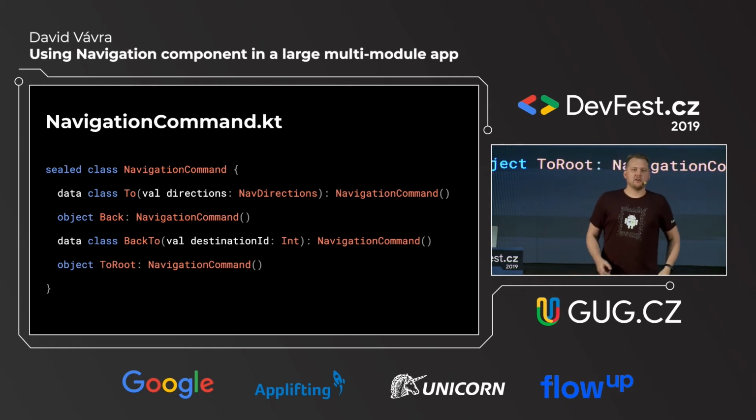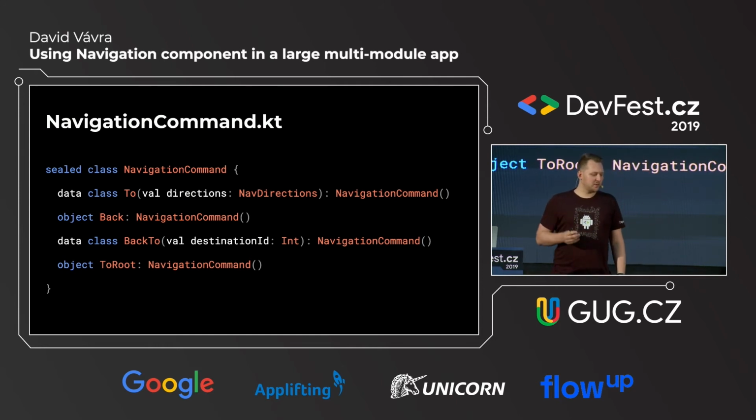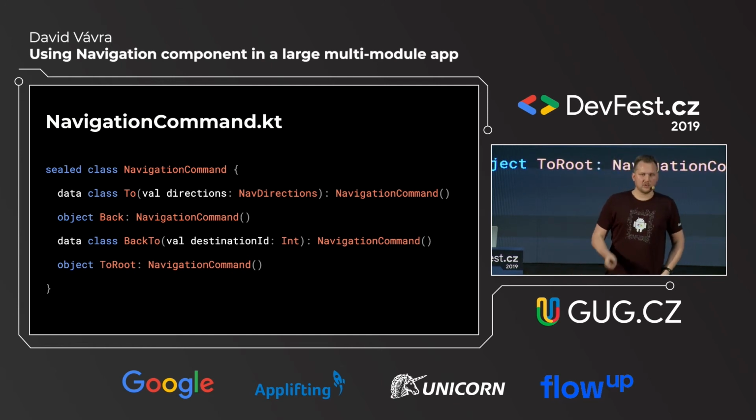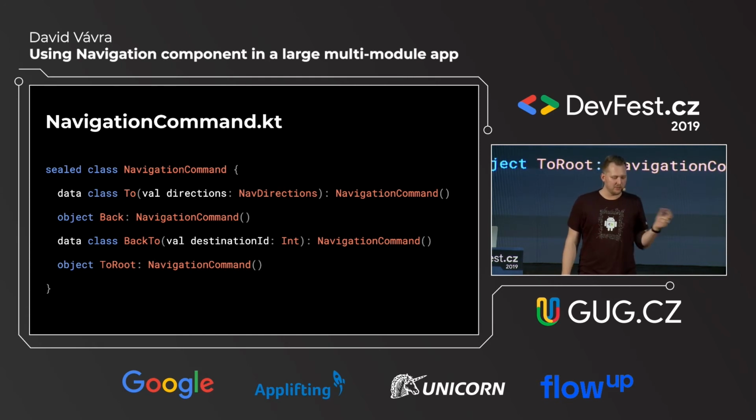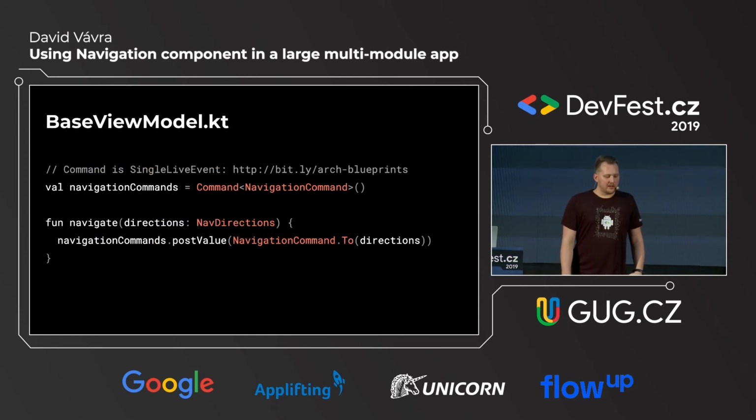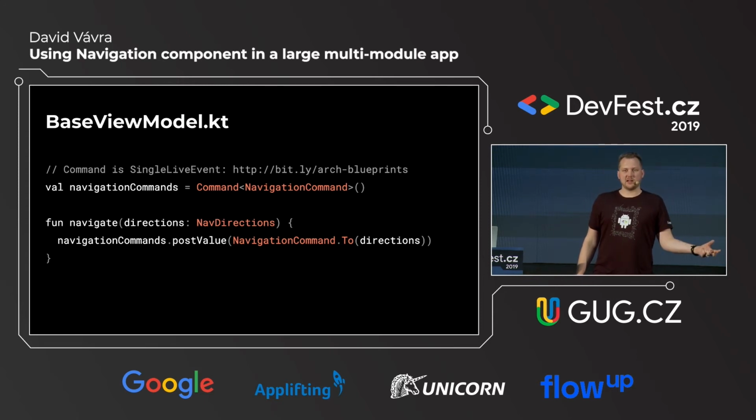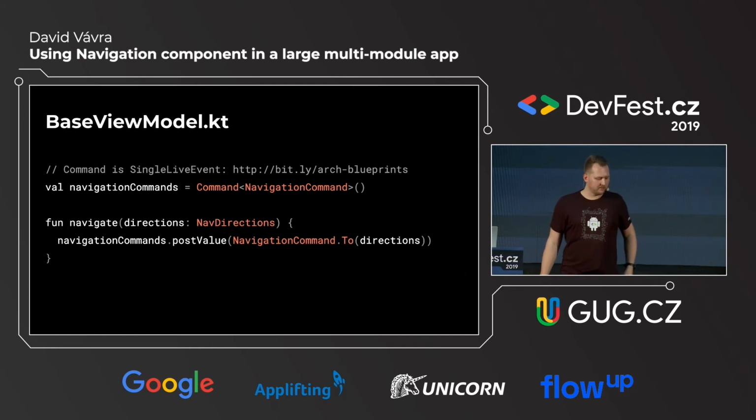There is a standard way: you can communicate from the view model to the fragment using LiveData. So that's what we are using. We created these classes, which we call navigation commands, and there are a couple of options for how you can navigate. You can navigate to some destination, you can navigate back, you can navigate to root, that means to the root destination. We send these commands into LiveData, and the fragment is listening to them and will do the actual navigation.